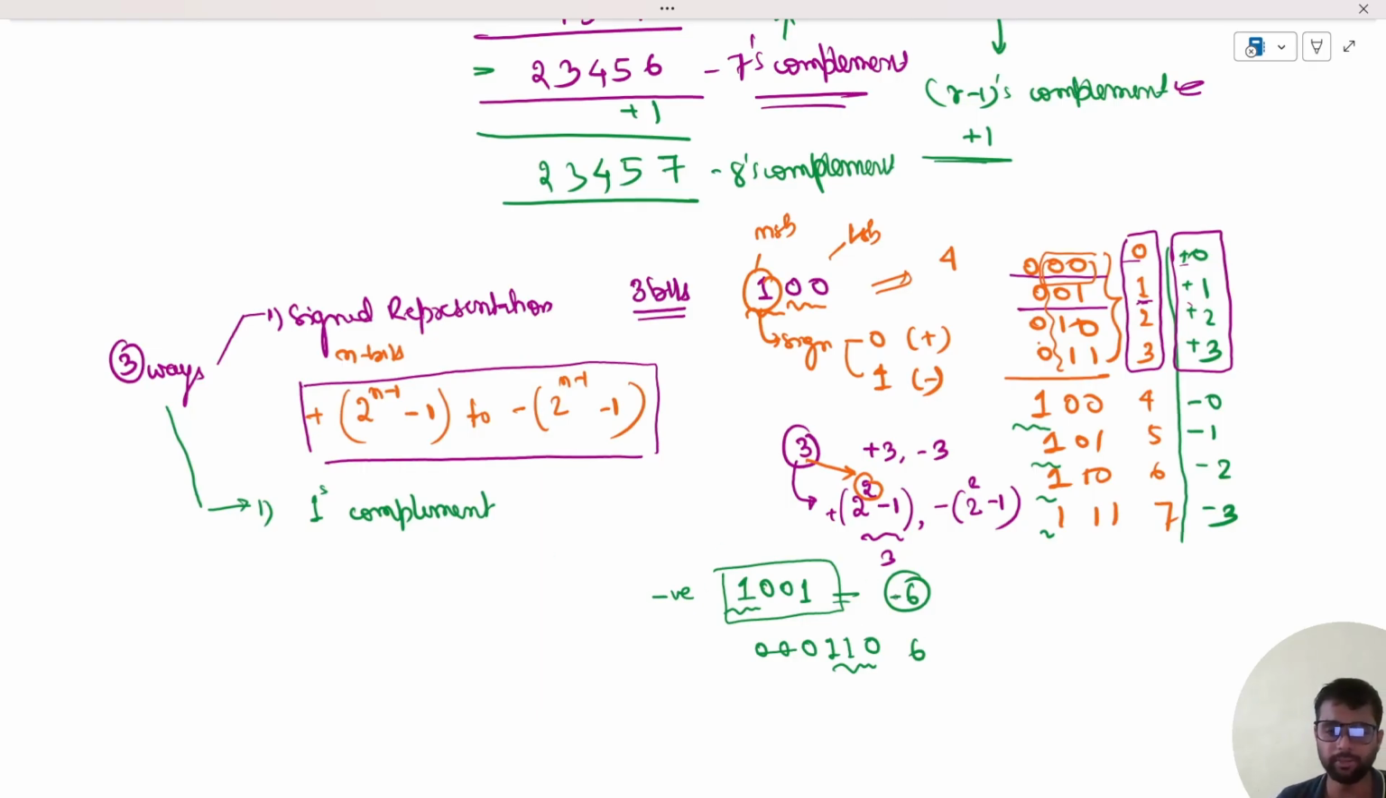So in 1s complement, we represent the number in 1s complement form. Here also the total number of representations that can be made is the same as in signed representation. Here also we have two different representations, for plus 0 and minus 0. But the other way of representing signed numbers is 2s complement.